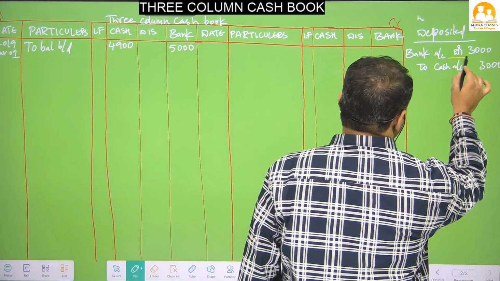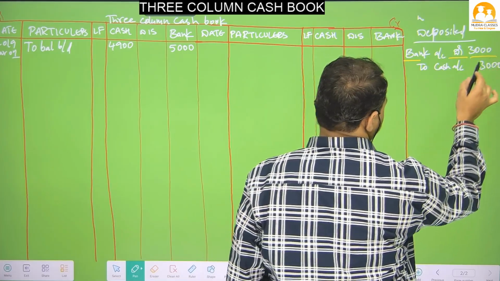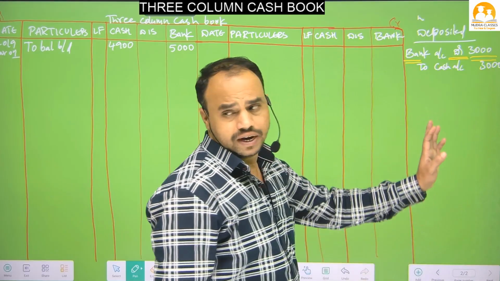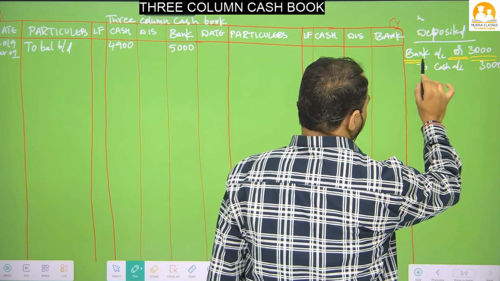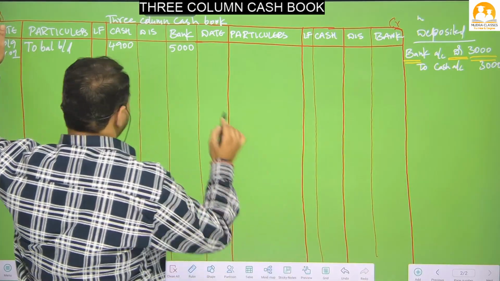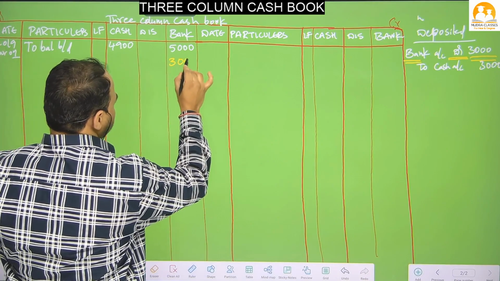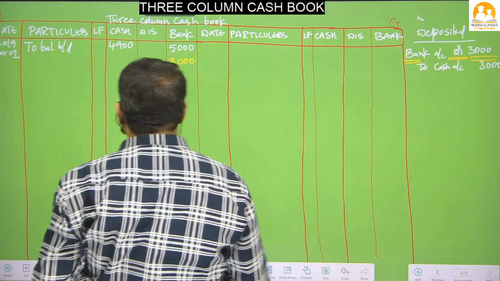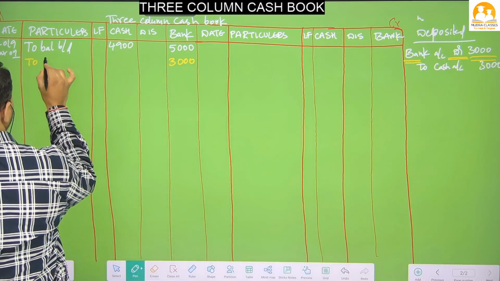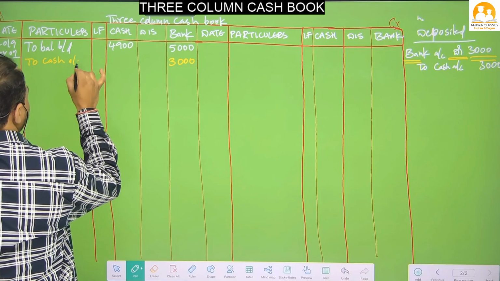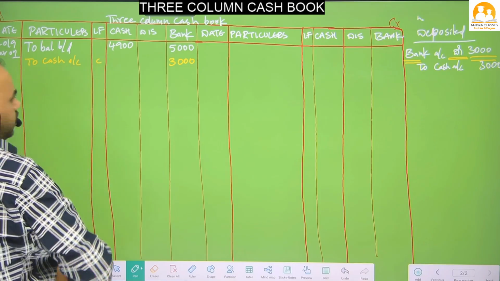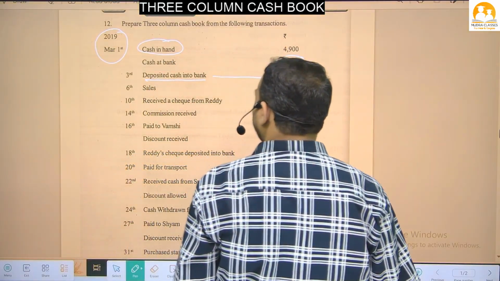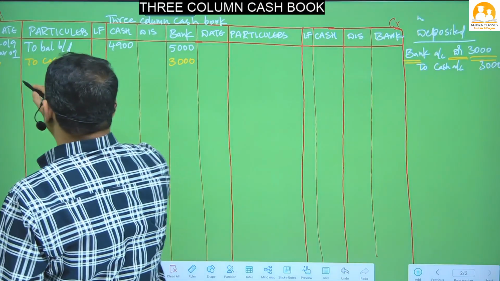Write on the debit side, bank column, 3,000. Once again, write on the debit side bank column 3,000. This is the debit side, this is the bank column, so I wrote 3,000 here. Close this bank. What is opposite to bank? Cash. So write down here to cash account. In the LF column, write, tell me the date. Whatever date is given in the question, that date we have to write. So the date is 3rd, so date 3.